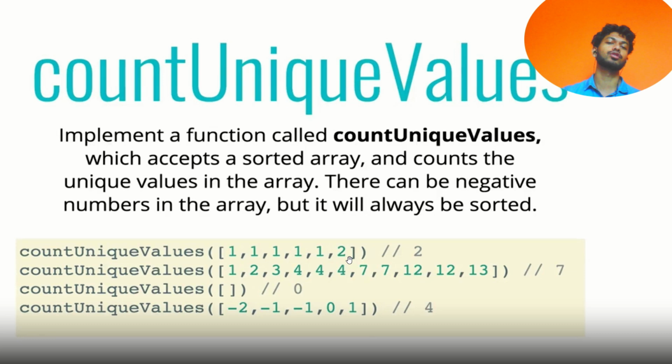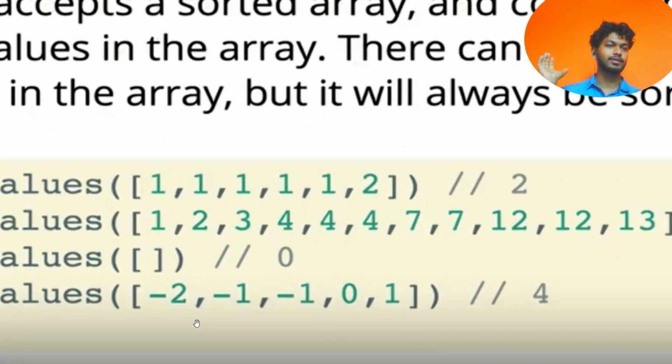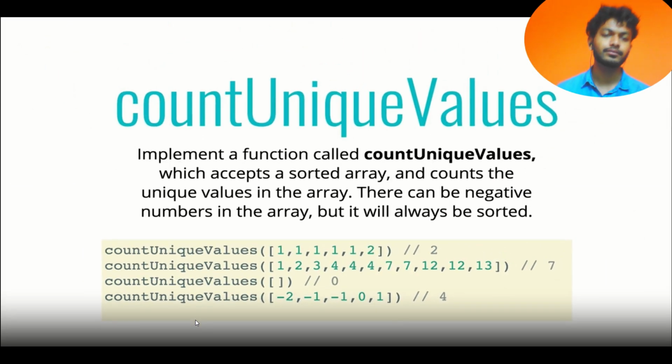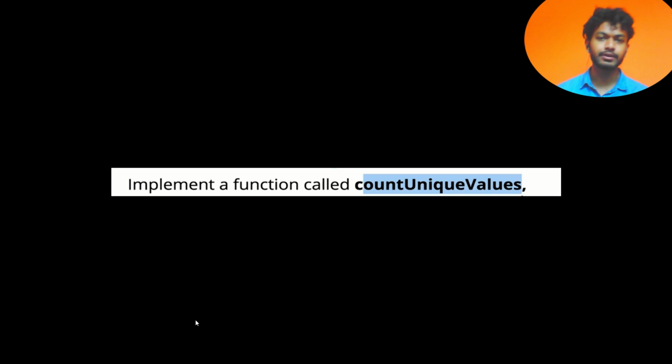If you create a function called unique values that accepts a sorted array and counts the unique values in the array, there can be negative numbers in the array, but it will be sorted. Sorted means it will be arranged in ascending or descending order, so you don't have to worry about negative numbers there. You understood the concept, right? So implement a function called count unique values.